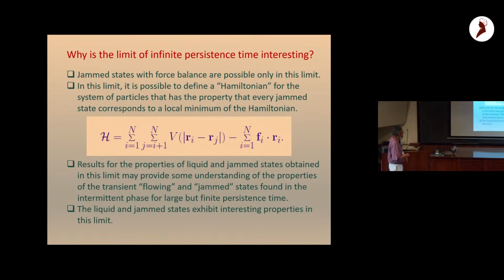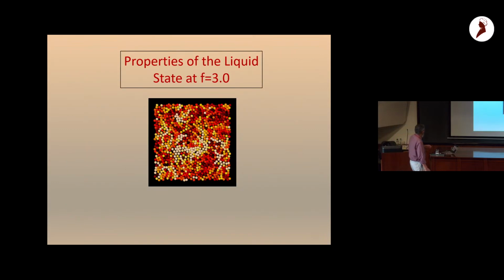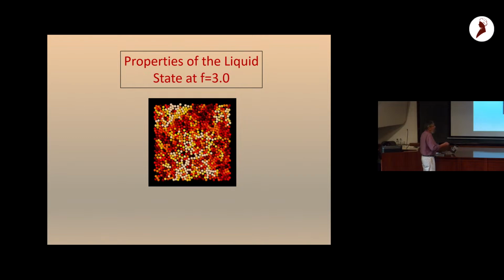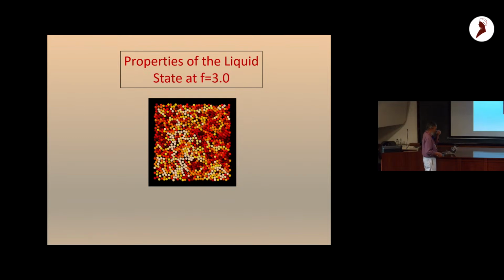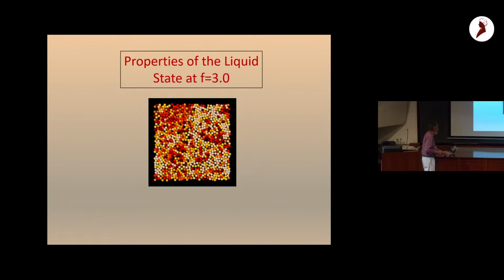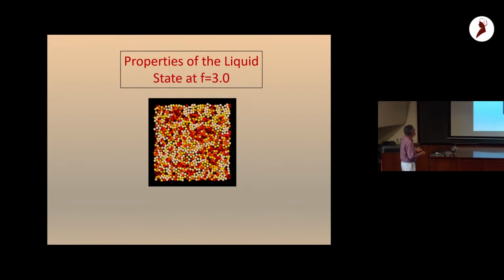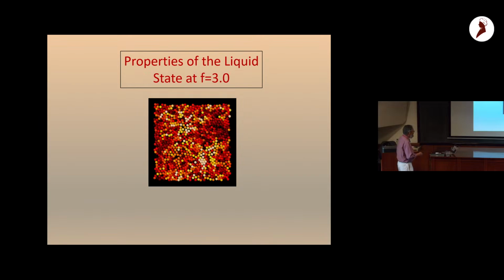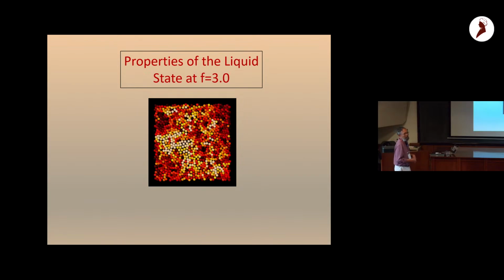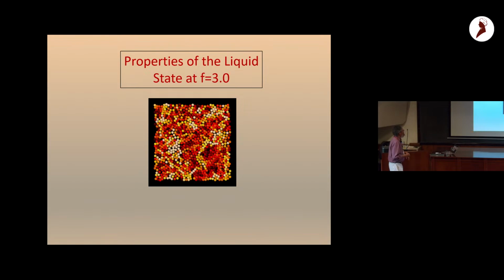Okay, so yeah. Now I'm going to tell you about the results for the liquid state. Given the time situation, I will probably not be able to go into the properties of the jam state. So this is the liquid state. This is just a movie of the liquid state where the particles are labeled by their kinetic energy and the particles are moving around, with periodic boundary conditions. So now we'll begin to look at the properties of this liquid.